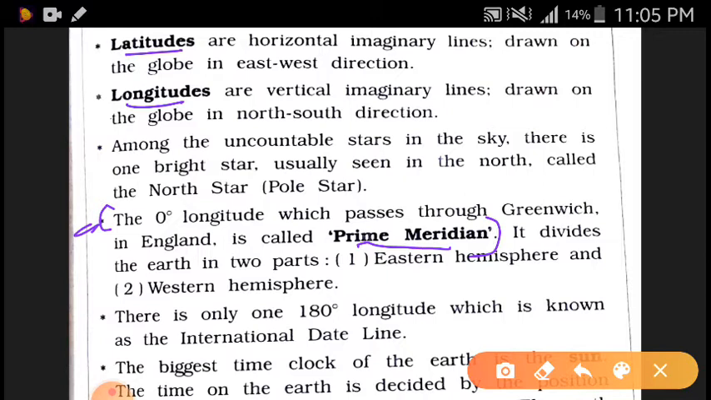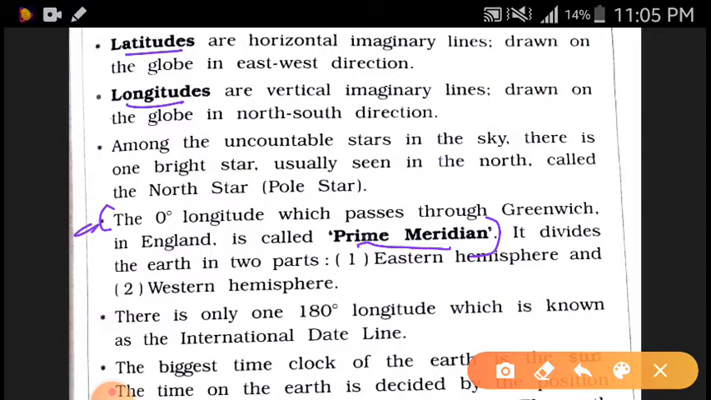The vertical line longitude divides the earth into two parts, eastern hemisphere and western hemisphere. In the center of the globe of the earth, there is a vertical line which divides the earth into two parts, and that is eastern hemisphere and western hemisphere.